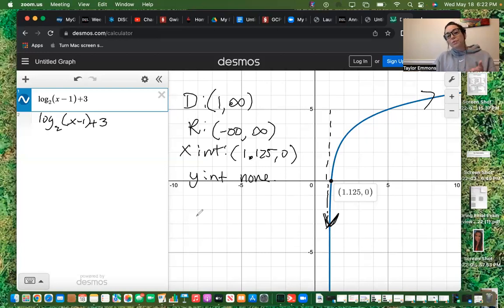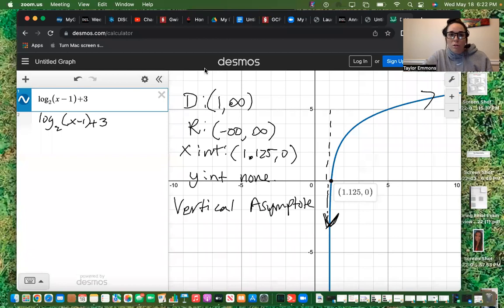Okay, so here's the new thing. With logs, you're going to have a vertical asymptote.